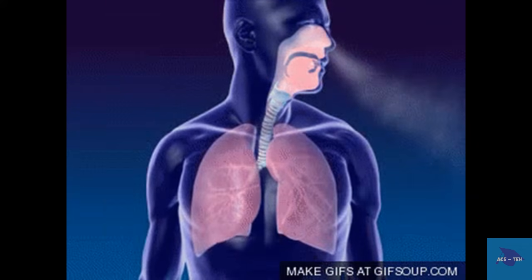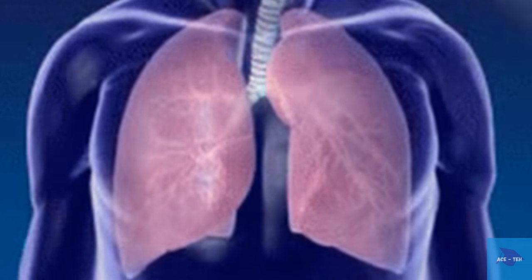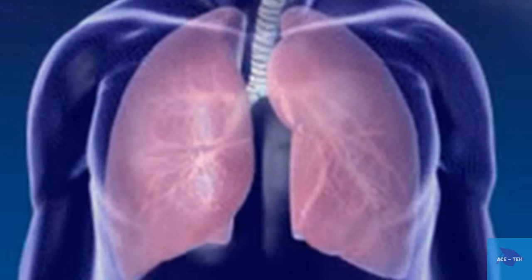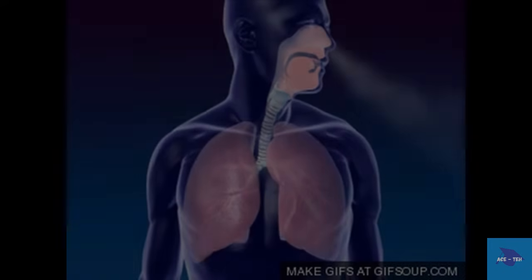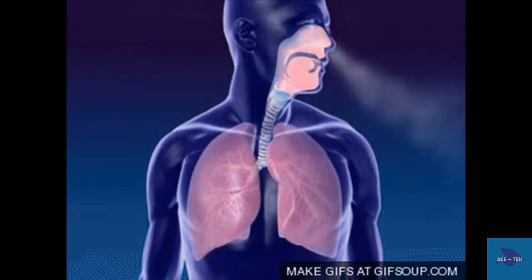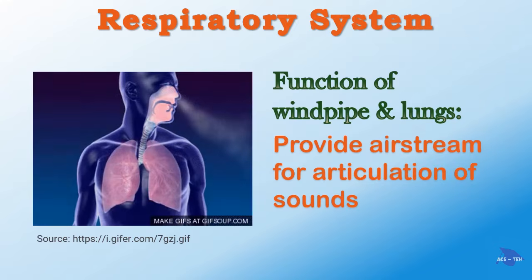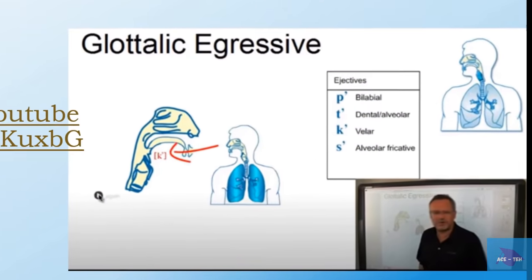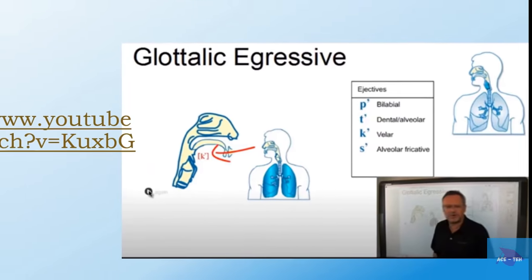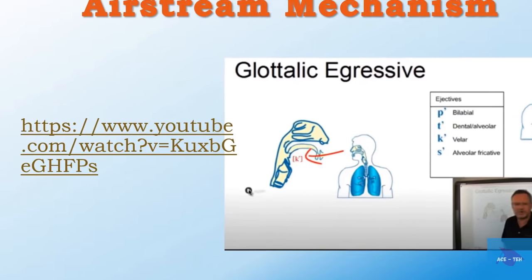The walls of the lungs contract by the action of the muscles and air is pushed out from the lungs. This air is made use of in producing speech sounds. The function of the windpipe and the lungs is to provide the airstream required for the articulation of speech sounds. In different languages, the air needed for speech production is initiated by different organs. Refer to this video which speaks about the various airstream mechanisms that humans use. A link is provided in the description box.